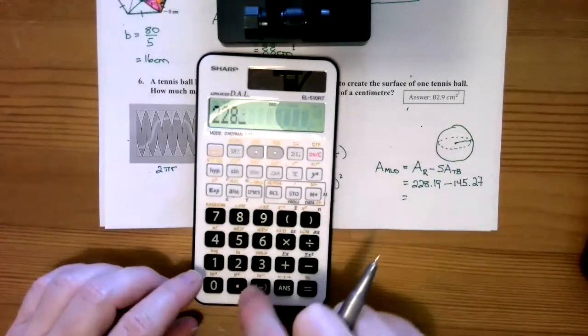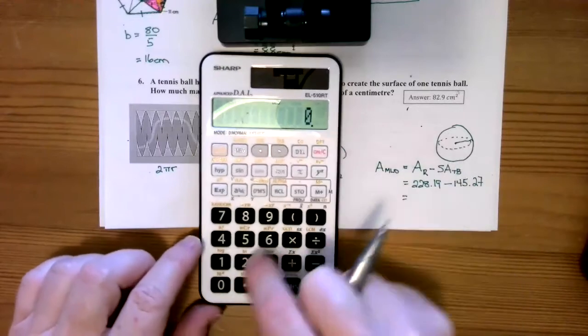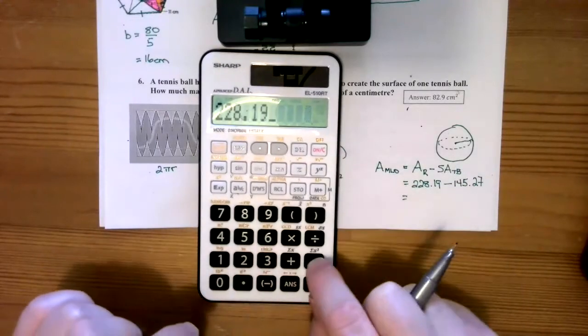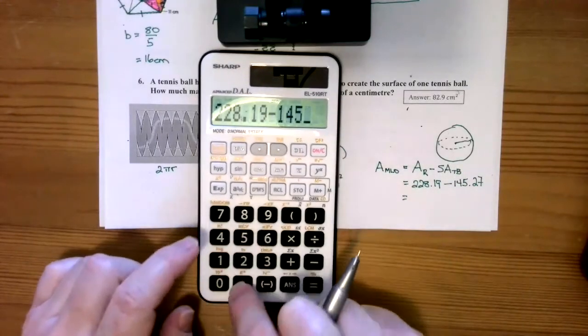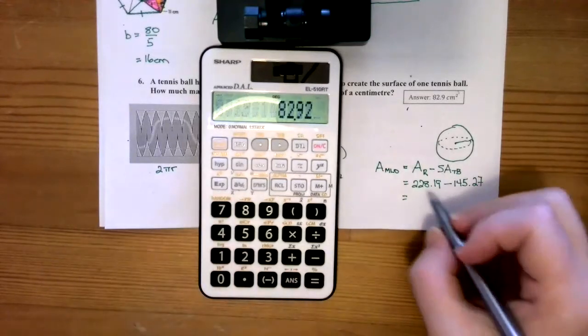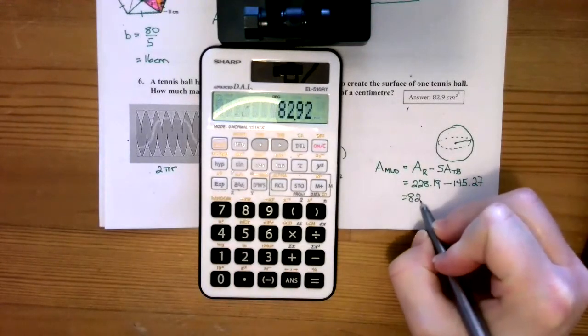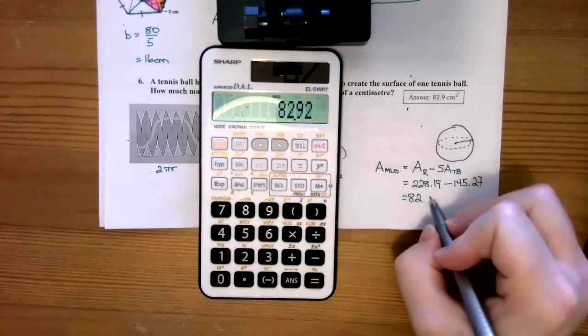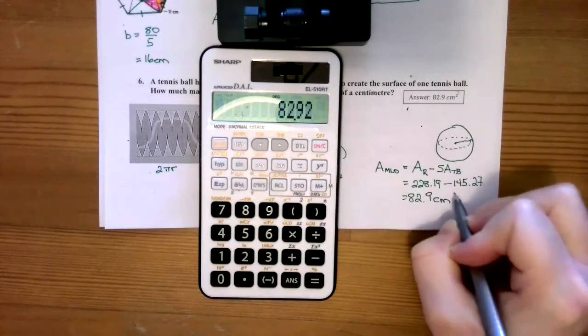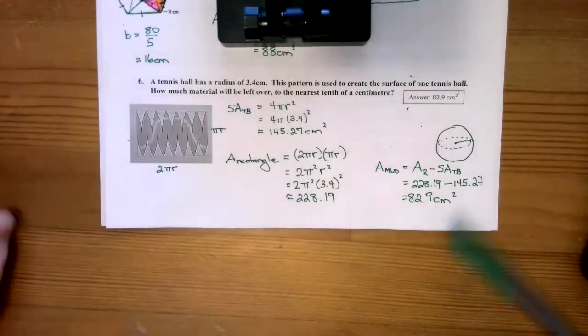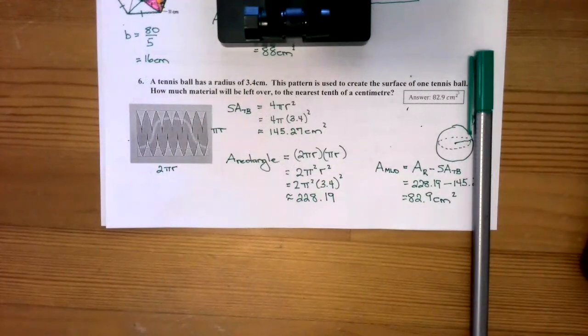So 228.19, whoops, let me retype that. There we go, that's better. Minus 145.27 gives us 82.92, or 82.9 centimeters squared. Hope that helps and you weren't too traumatized by my beet.